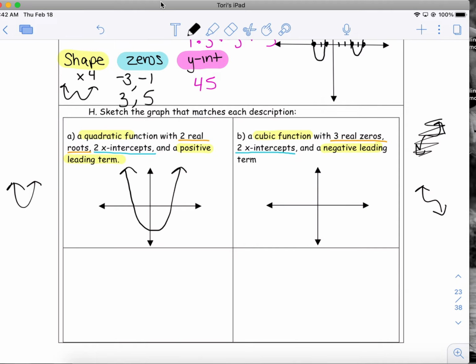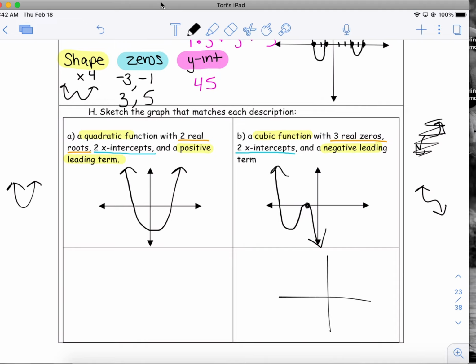On B, we know our general shape. It has 3 real roots. Okay, so 3 factors. But it only hits the x-axis twice. That means it has a double root somewhere. So I'm going to show you 2 different options. You could go cross and then bounce. Could go something like that.